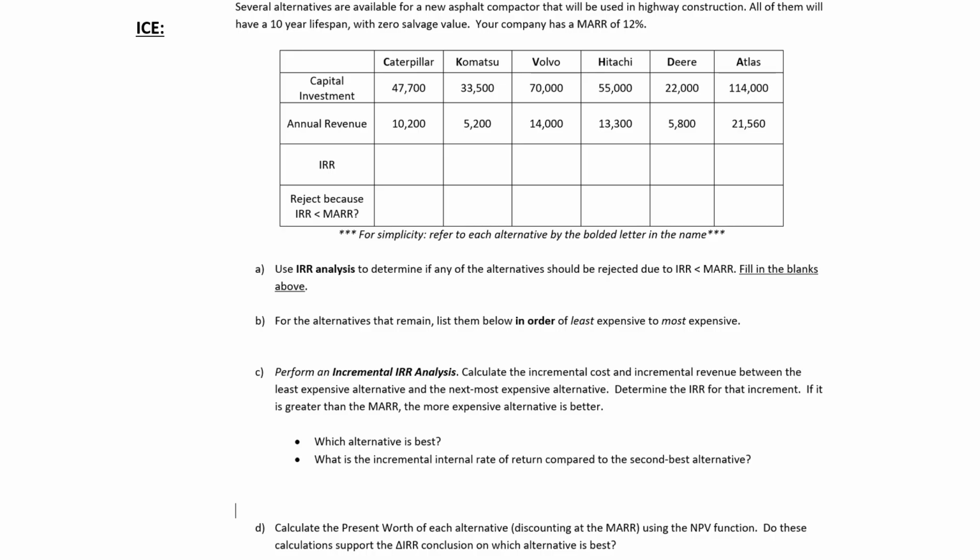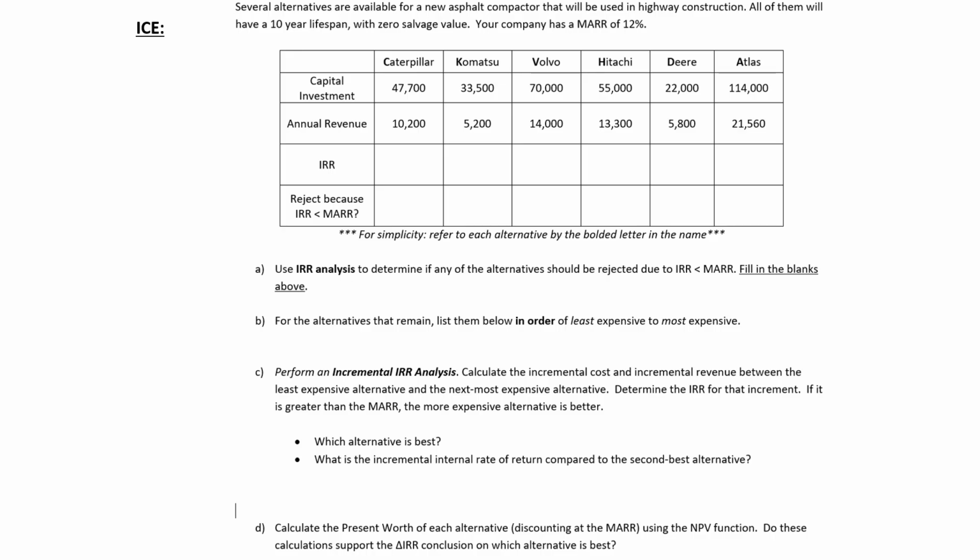Okay, so we've got some heavy equipment we are comparing today. You're comparing asphalt compactors. It doesn't really matter what it is. It could be servers, it could be anything. But how do we order things when we do these comparisons? Cheapest on the left, most expensive on the right. So this is not the order that I've provided the data. So what I want you to do is set this up, first of all, with the IRR analysis. Find out if any of these options should be rejected.